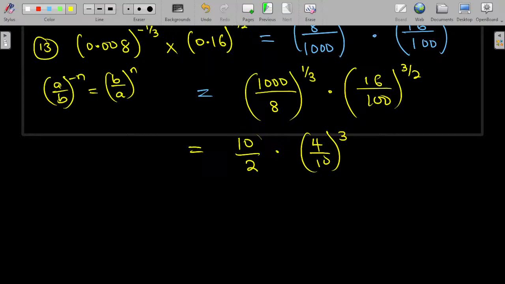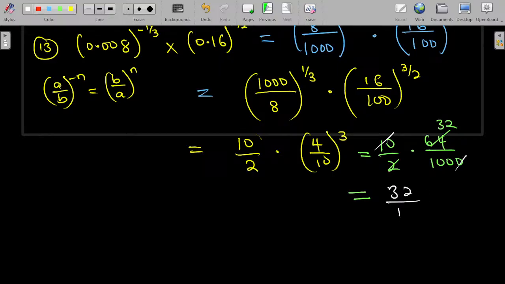Okay, so what will happen next? This is now going to give us 10 all over 2 multiplied by 4 raised to the power of 3 is 64, and 10 raised to the power of 3 is 1000, and then you try to cancel out. So 2 will cancel out 64 to give us 32, and 10 will cancel out 1000 here, so you just have 32 over 100.